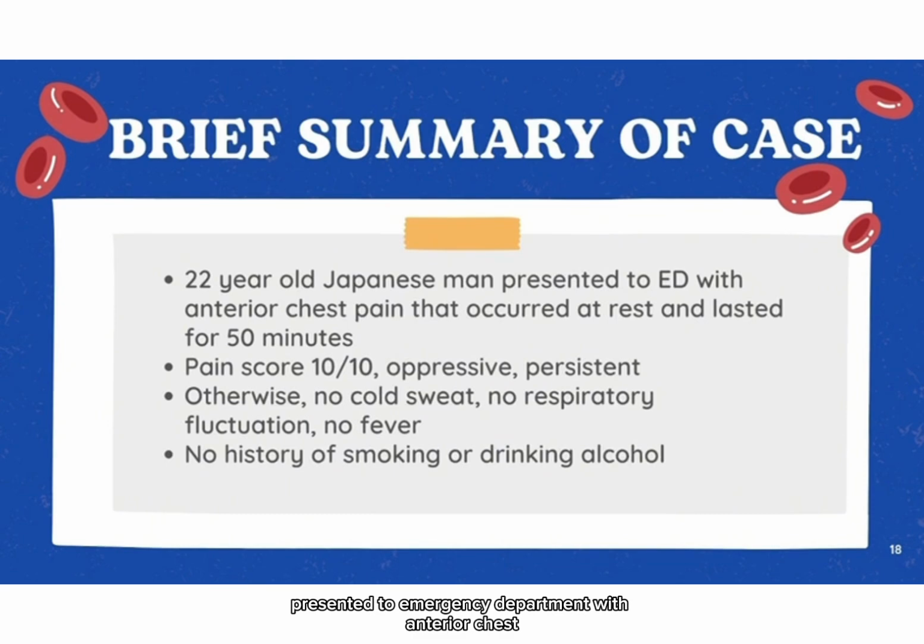A 22-year-old Japanese man presented to the emergency department with anterior chest pain that occurred at rest and lasted for 50 minutes. The pain score is 10 out of 10, oppressive and persistent. Otherwise, no cold sweat, no respiratory fluctuation, and no fever. He also has no history of smoking or drinking alcohol.